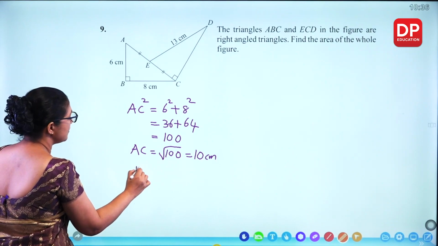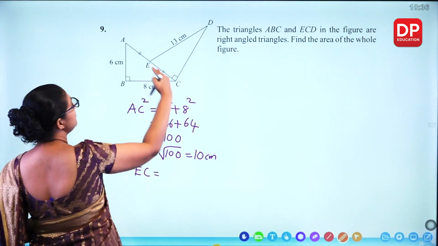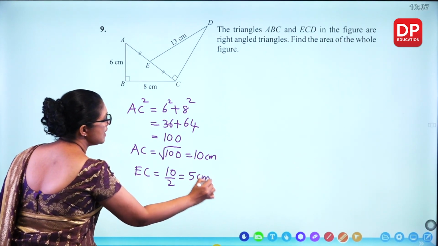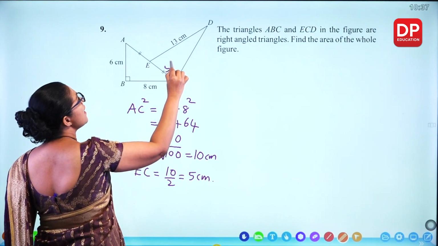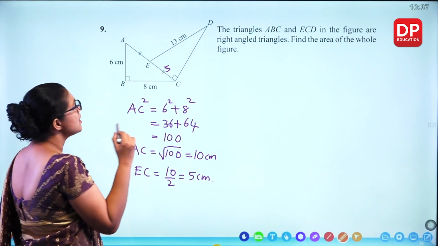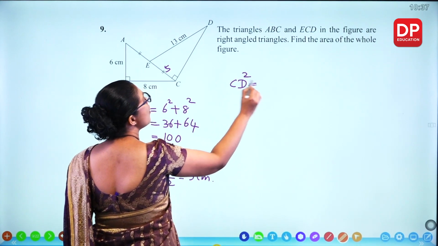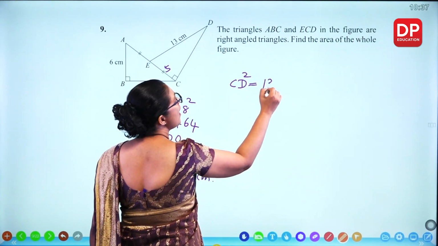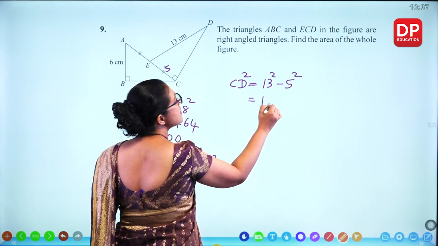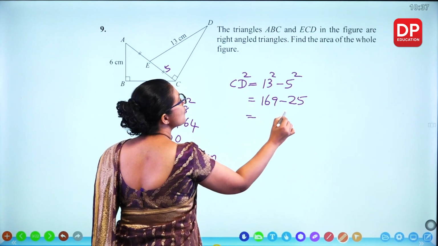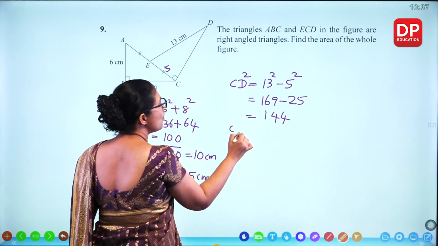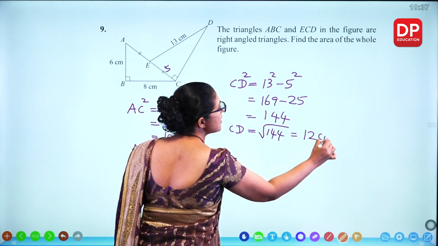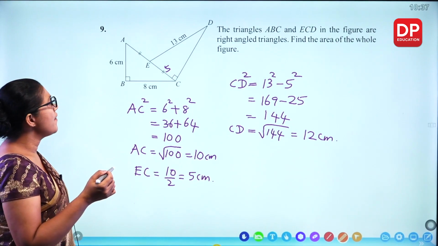So what's EC then? EC becomes half of it. 10 divided by 2, 5 centimeters. Now we know this is 5, this is 13. You can find out CD. So what is CD squared according to Pythagoras theorem? CD squared is equal to 13 squared minus 5 squared. 169 minus 25. So when you subtract, you get 144. Take the square root. You get 12 centimeters. Now we can find out the area.